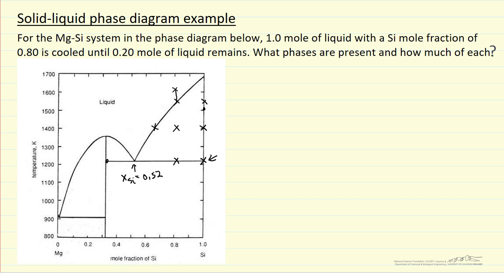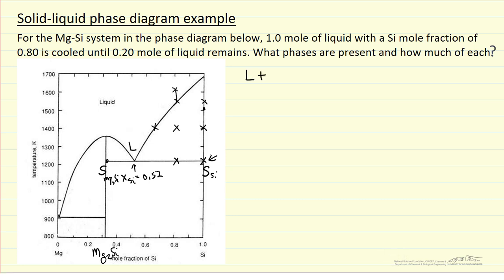Its mole fraction of silicon is 0.33, therefore its mole fraction of magnesium is 0.67. So magnesium is twice silicon. So now we have 3 phases. We have the liquid with this composition of 0.52, we have solid silicon, and we have solid Mg2Si. And so what we're going to do is mass balances.